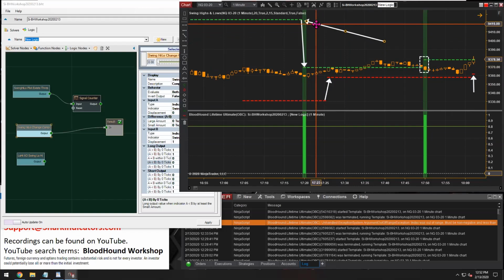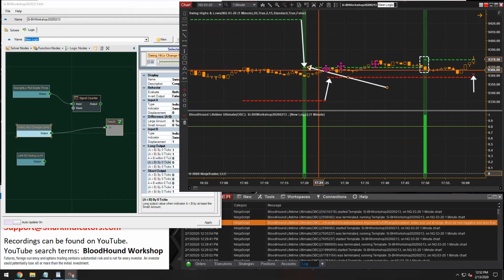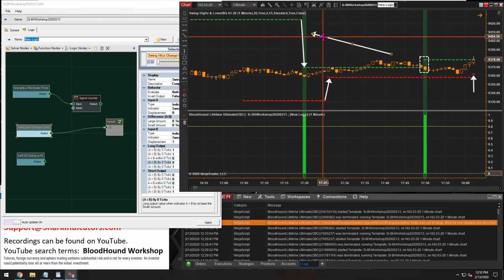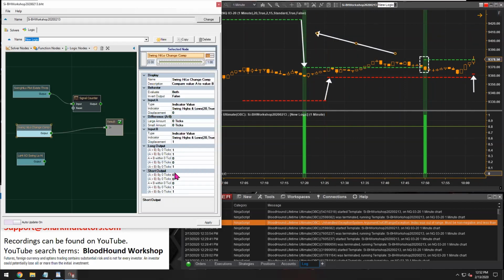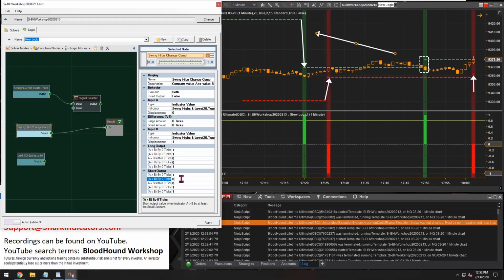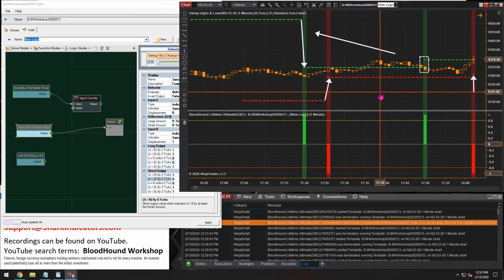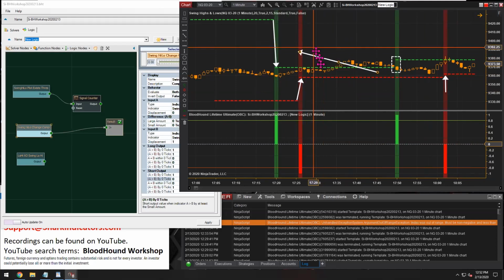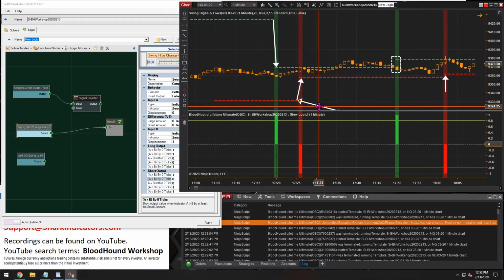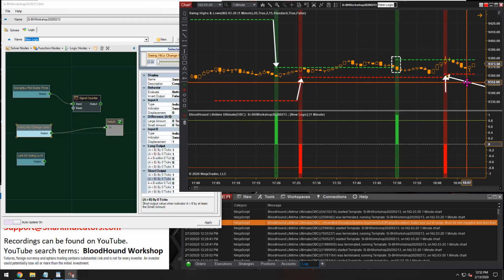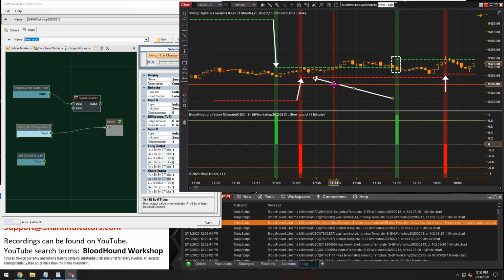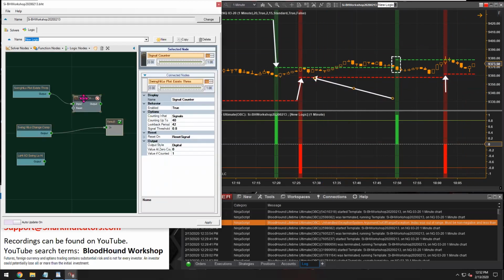So now we've identified if the swing high changes price. And we're going to do the same thing with the swing low here. I'm going to do that. There. So now we can see when the swing low changes price, we've identified that. And so we can use this changing price to turn off the signal counter.